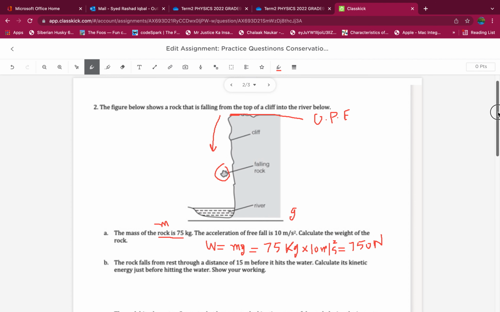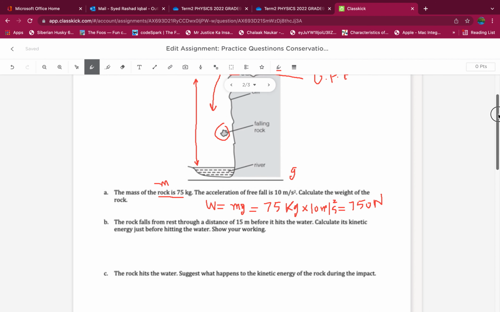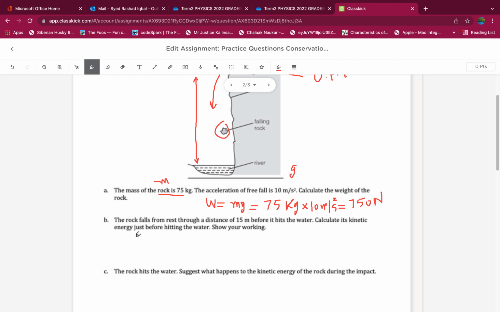This distance that it moves in total before hitting the water, the river, is 15 meters. Calculate its kinetic energy just before hitting the water. Show your working. You must show your working here. How can you find the kinetic energy?